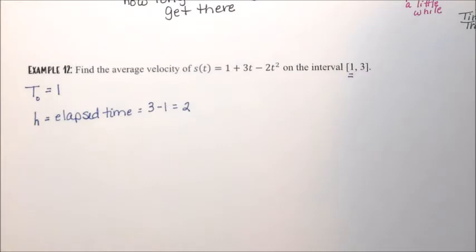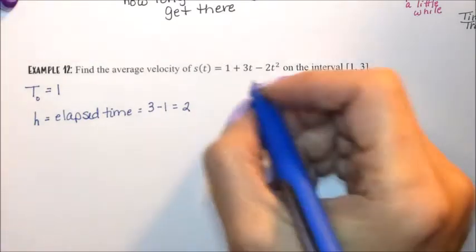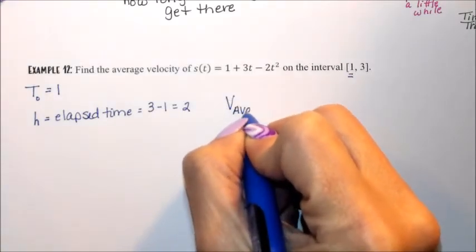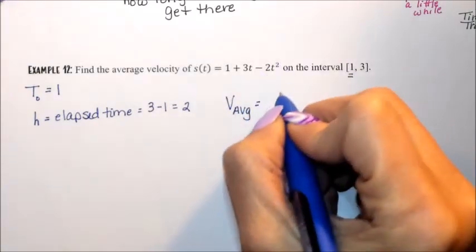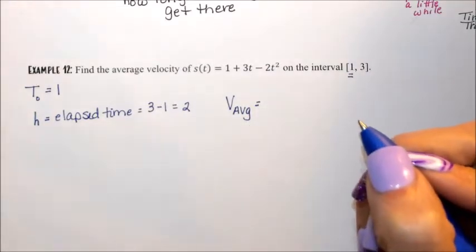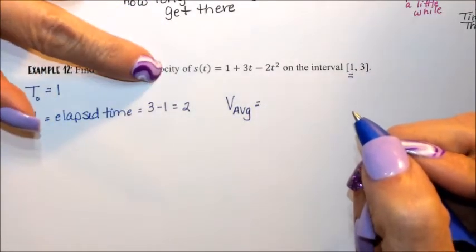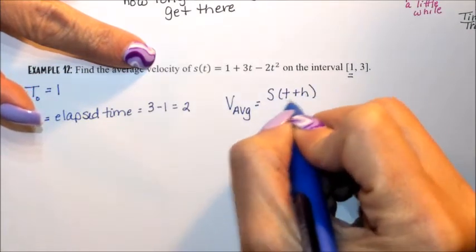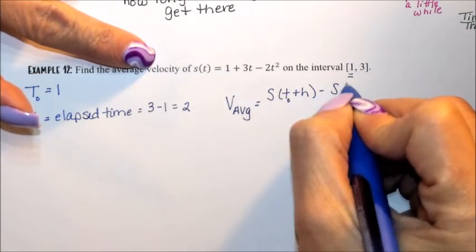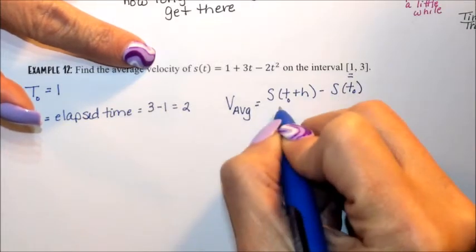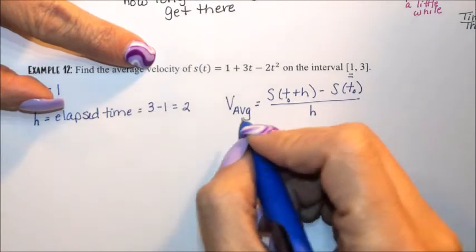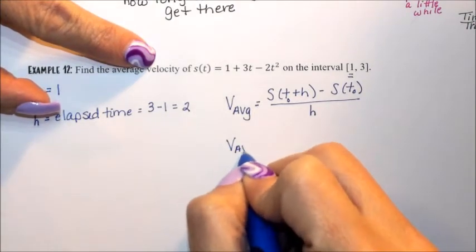So if I follow my formula here, let's do velocity average, the average velocity. It's going to be, and we're going to use an s. Normally we did f's, but this is an s. So I'm going to see s of t plus a little bit minus s of t from the starting, divided by how long we did it. Pretty sure you can see where we're going with this.